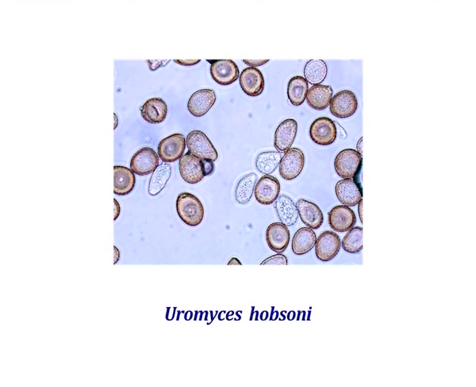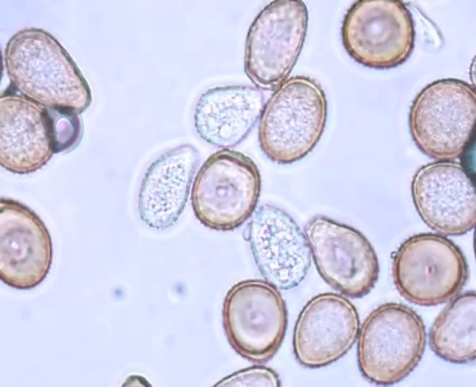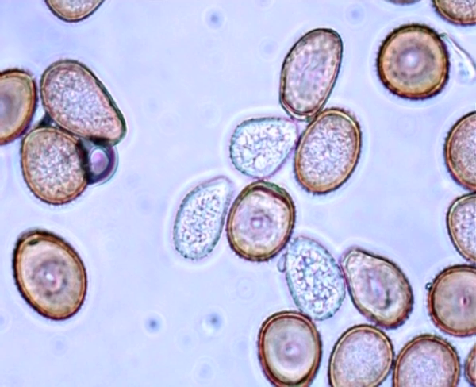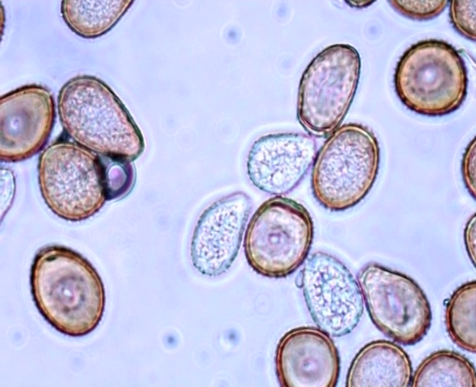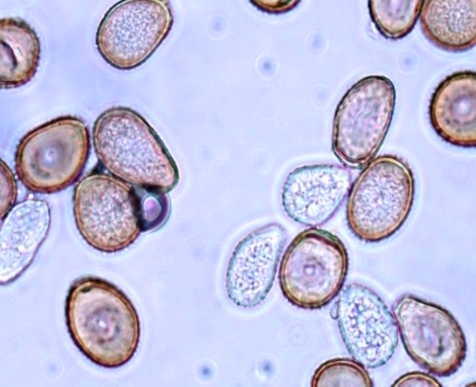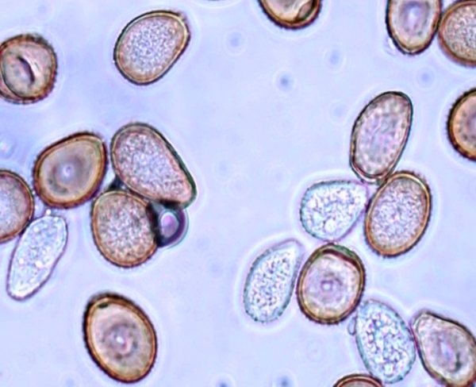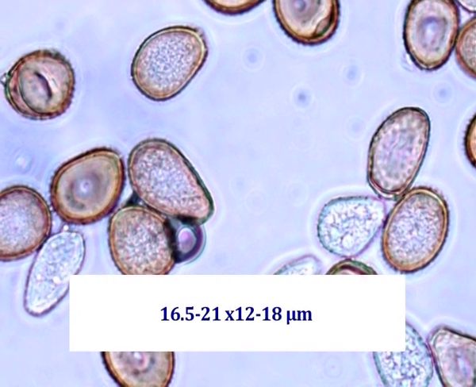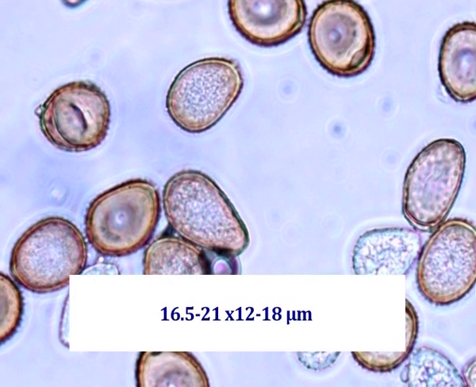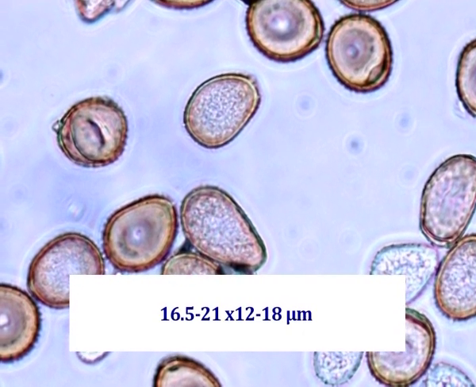Now let us see the character of this pathogen. The pathogen is Uromyces hobsonii. The pathogen produces aecia which are raised, scattered, orange colored, while aeciospores are orange yellow, thin walled, 16.5 to 21 by 12 to 18 micrometer in size.